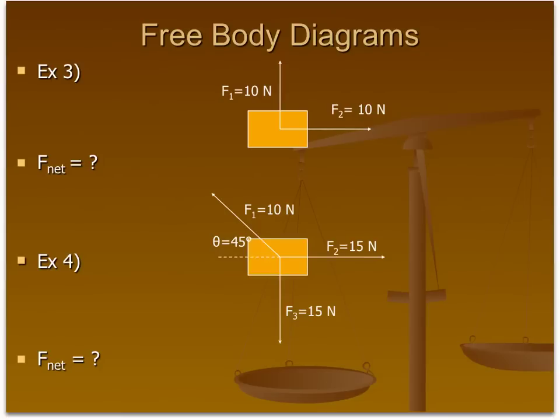Take a look at example problem number 4. In example problem number 4, we have 3 forces acting, F1, F2, and F3. F2 is acting with a force of 15 newtons towards the right, and F3 is acting with a force of 15 newtons in the downward direction.